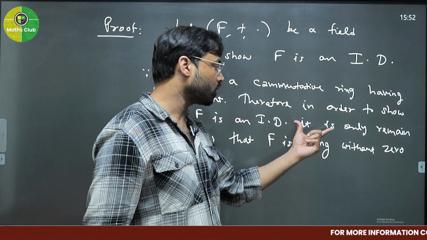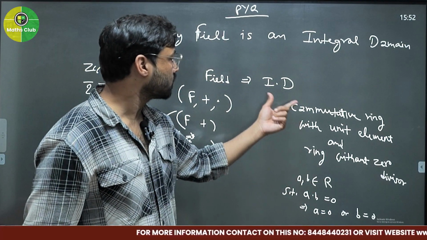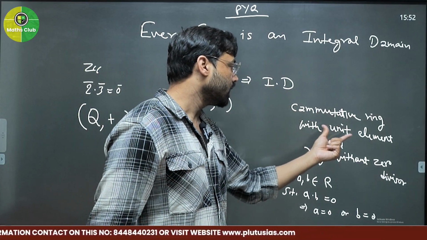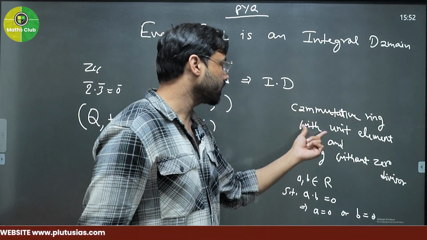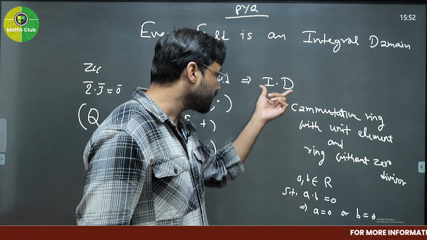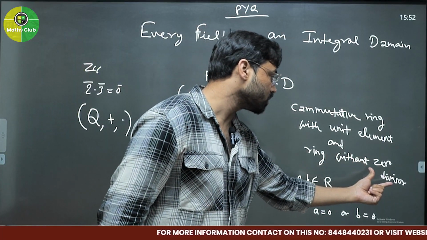What remains to be shown? That means F is a ring without zero divisor. To be an integral domain, a ring must be what? Commutative, having a unit element, and a ring without zero divisor. As a field is a commutative ring with unit element, in order to show that F is an integral domain, it only remains to show that F is also a ring without zero divisor.